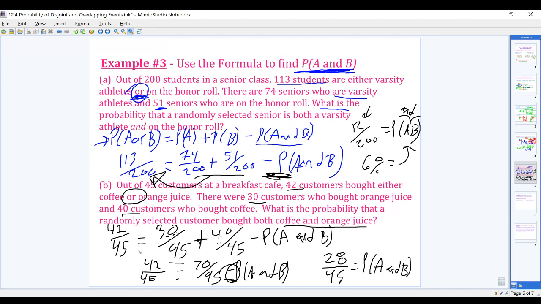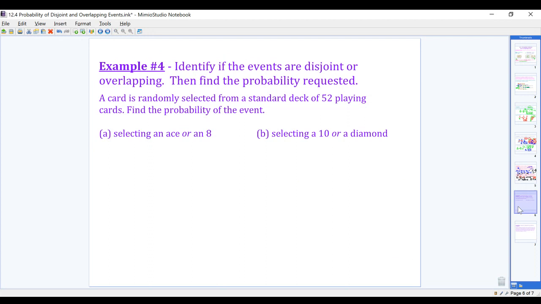Punch in your calculator, you should get about 62%. Yeah, and like I said earlier, you can already kind of tell, wow, there should be a lot of people that did both. So looks good. All right, there's actually 2 more slides here. There's going to be one more problem that I want you to see because it might be on the homework.